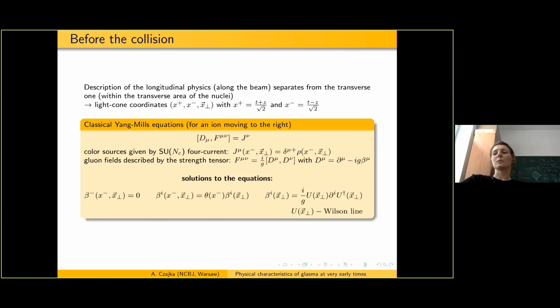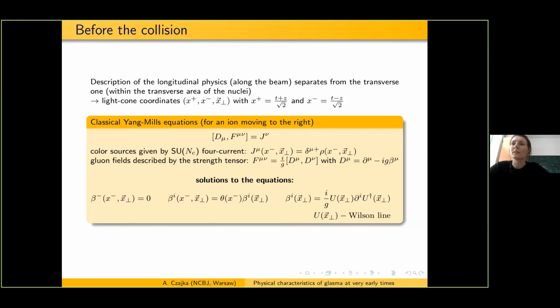And just to give you a very simple summary in terms of equations, we see that at high energies, the description of longitudinal physics separates from the transverse physics within the transverse area of the nuclei. So it's useful to use light cone coordinates, and then of course solve classical Yang-Mills equations, which are written here, where the color sources are given by the current, given by rho, and the gluon fields are described by the field strength tensor and the potential. And because the physics along the beam and within the transverse plane separates, this model has quite a simple solution.